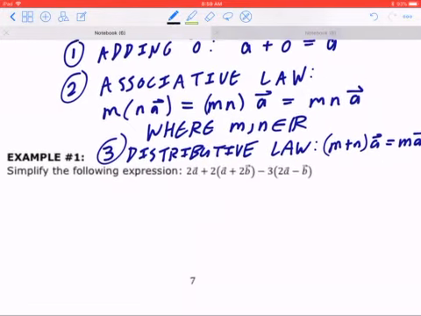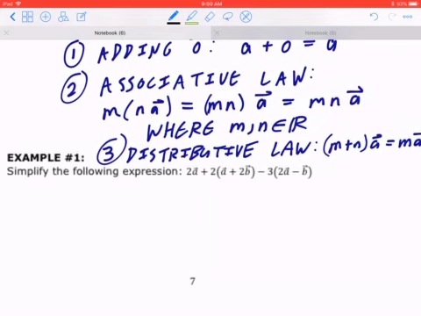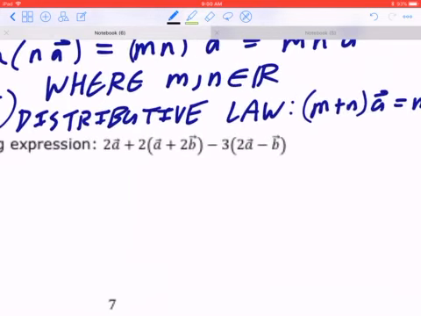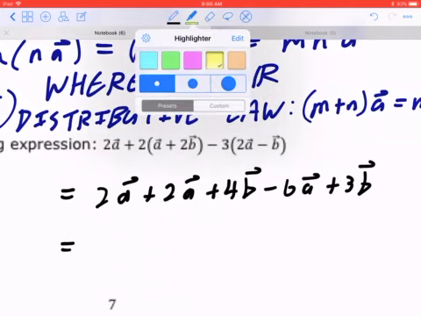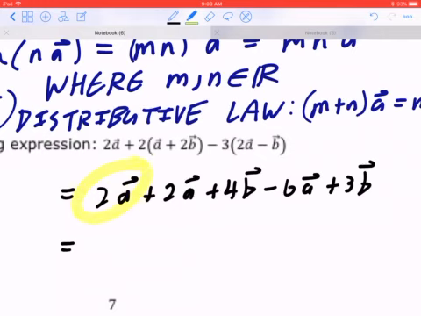So number 1, simplify the following expression. All we're doing is expanding this, right? So if you pretend 2 times vector a is just 2a, like you did in the past, then that's how you do it. So you write down 2a plus 2a plus 4b minus 6a plus 3b. Again, here comes the final answer. We're going to collect like terms. With a lot of practice, you can do all this mentally. I'm still going to circle them for you so you can see exactly where these answers came from.